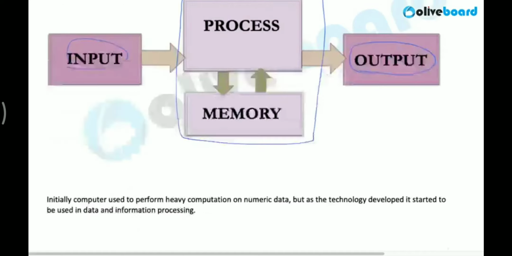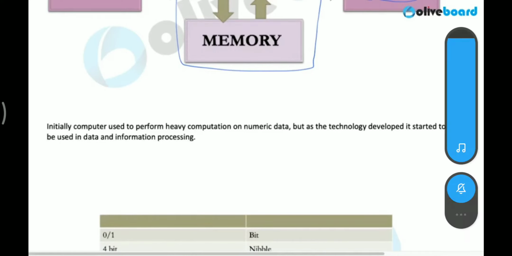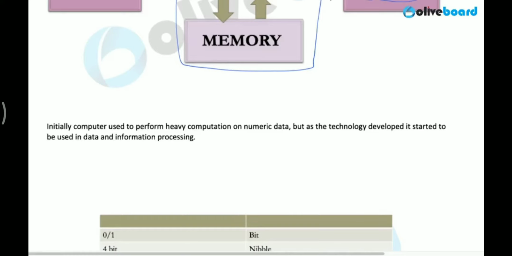Moving forward, initially computers used to perform heavy computation on numeric data only. But as the technology developed, they started to be used in data and information processing. Initially everything was related to complex numerical and scientific processing, but as the technology grew, we also started to store data inside the computer system, and we started to process that data and information also.